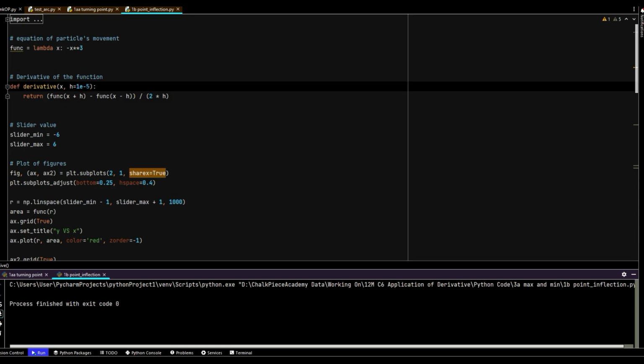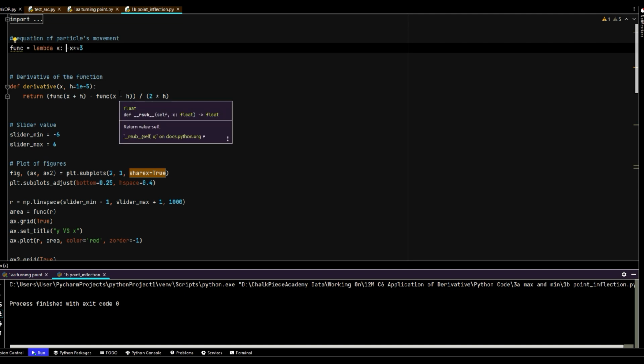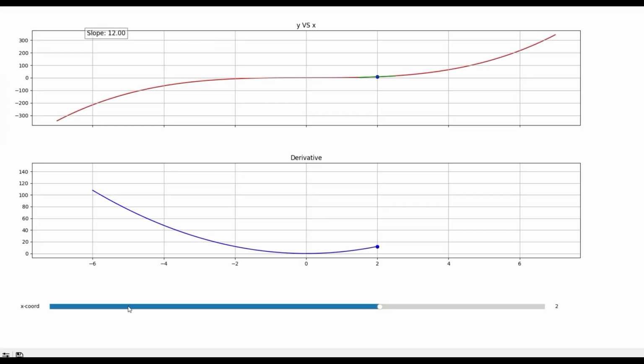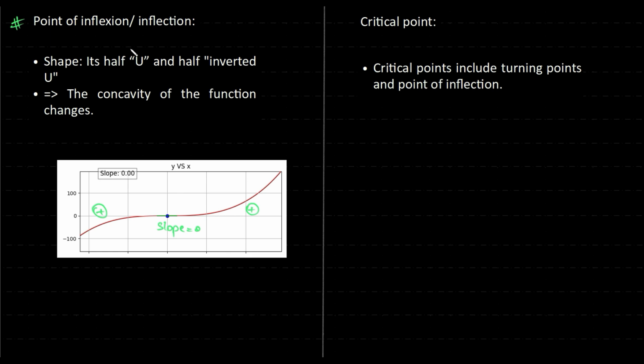Let me show that. The graph which we saw with negative slopes was negative x cube. Now we're looking at positive x cube. So you can see over here the graph is positive, then we have a 0 somewhere over there, and after that it is positive again, right? The continuation is not there. It's not a complete U or inverted U. So such points are called points of inflection. Now, points of inflection are not the same as turning points, but there is a common terminology known as critical point. Critical point includes turning points and points of inflection. So this you have to keep in mind.